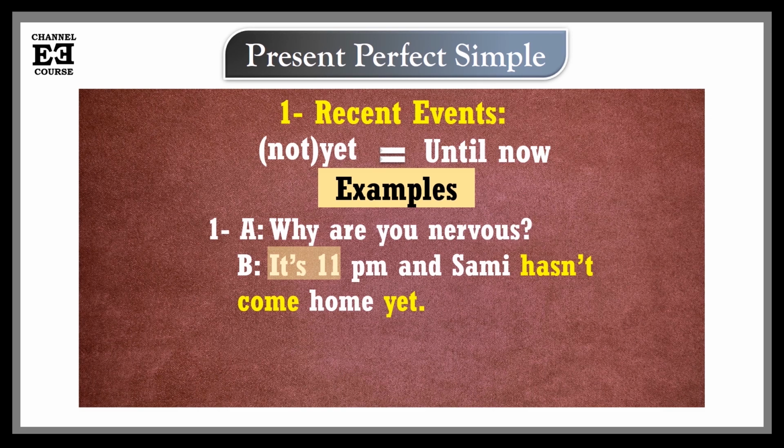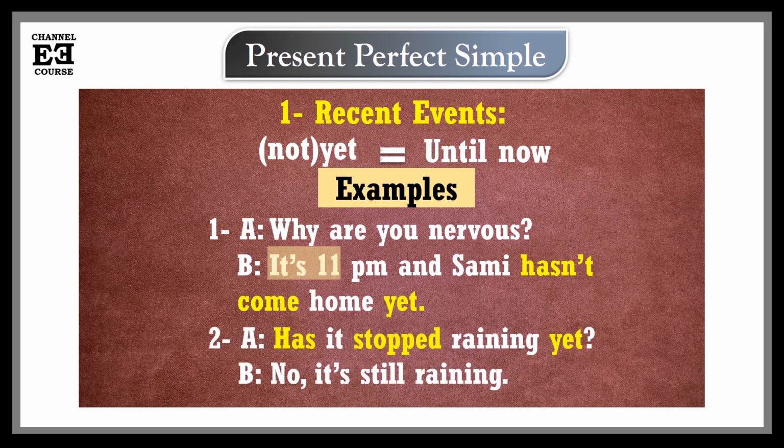Yet can also be used in questions when we usually expect something to happen soon. Here is a real example. Has it stopped raining yet? No, it's still raining. Please note here, in both the negative and the question forms, the adverb yet comes at the end.